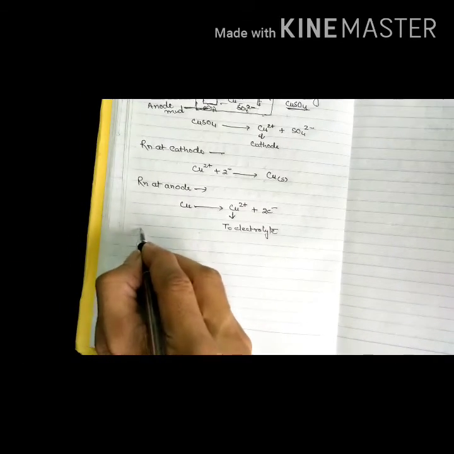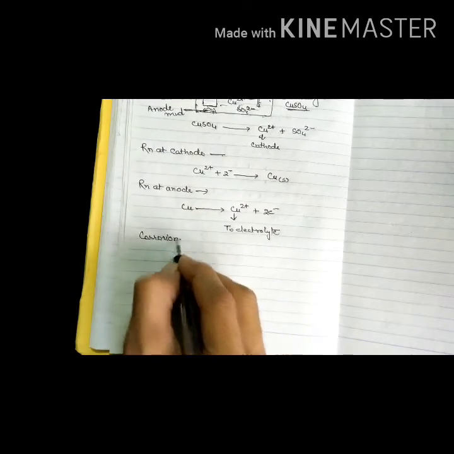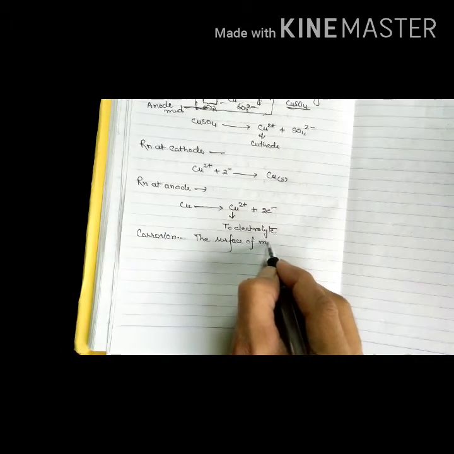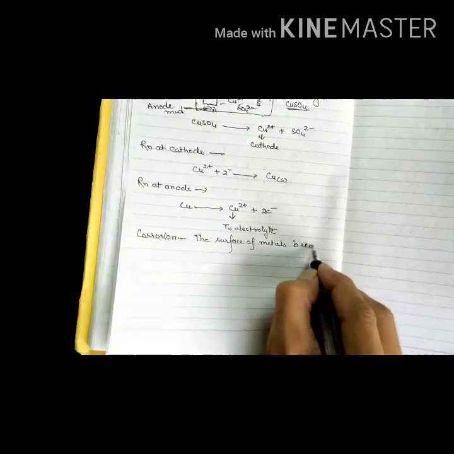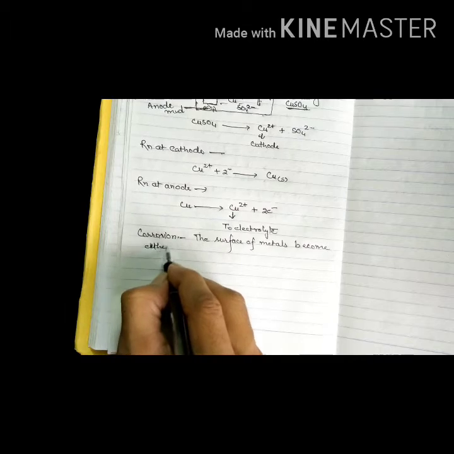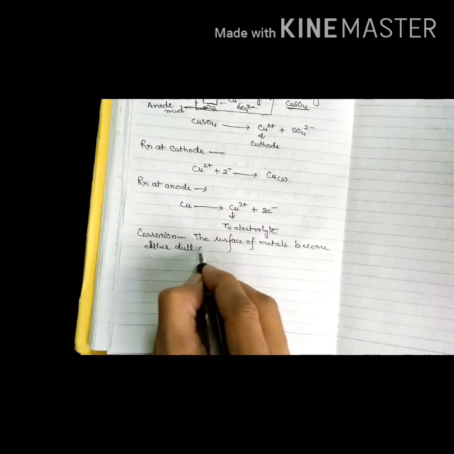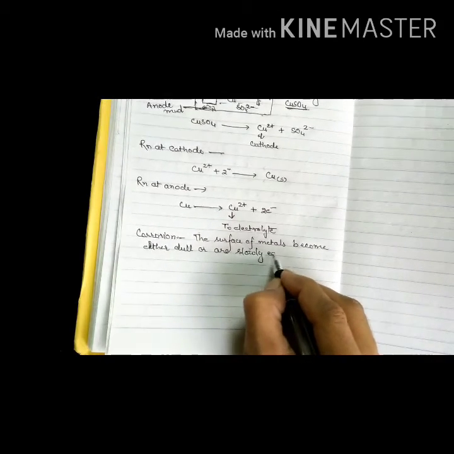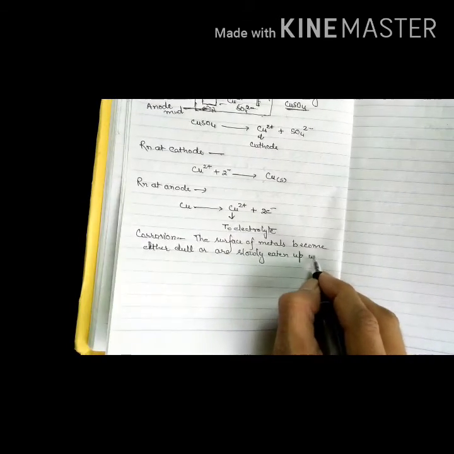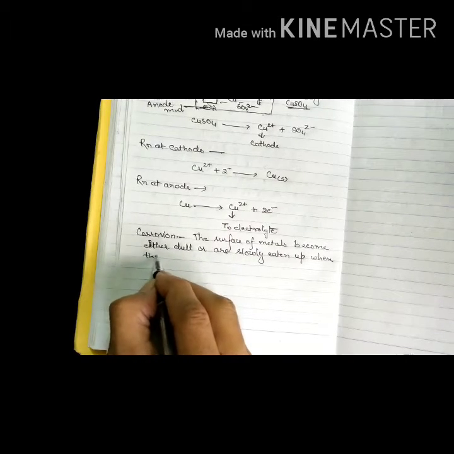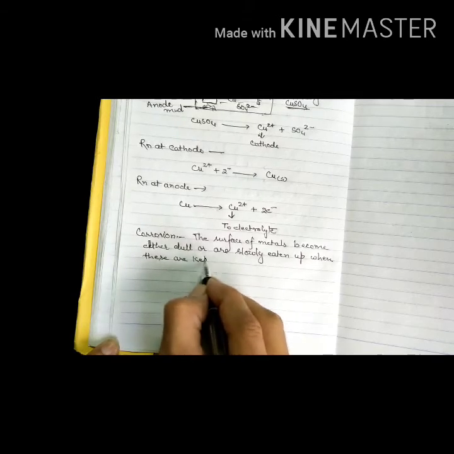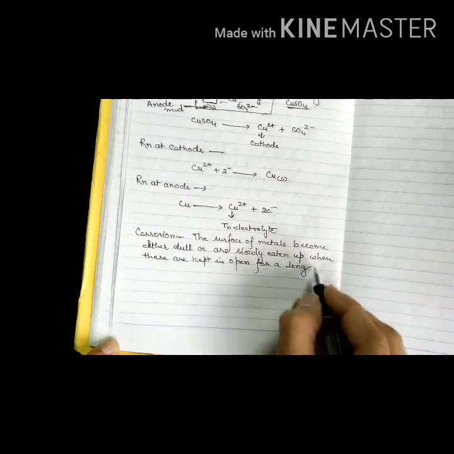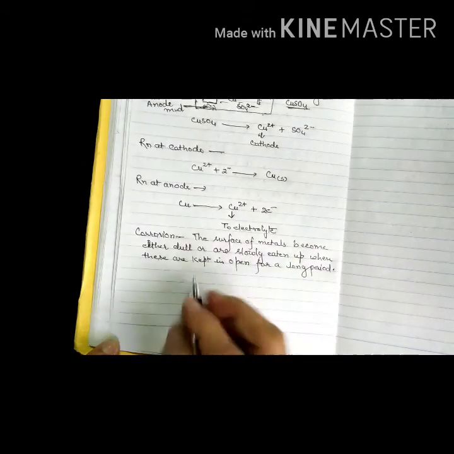The next topic is corrosion. In corrosion, the surface of metals becomes either dull or slowly eaten up, when these are kept in the open for a long period. This is called corrosion.